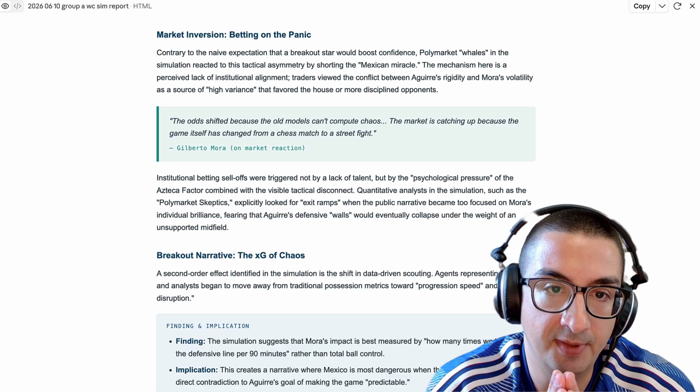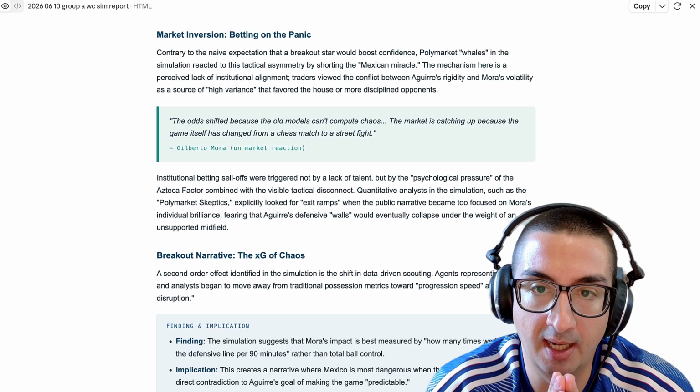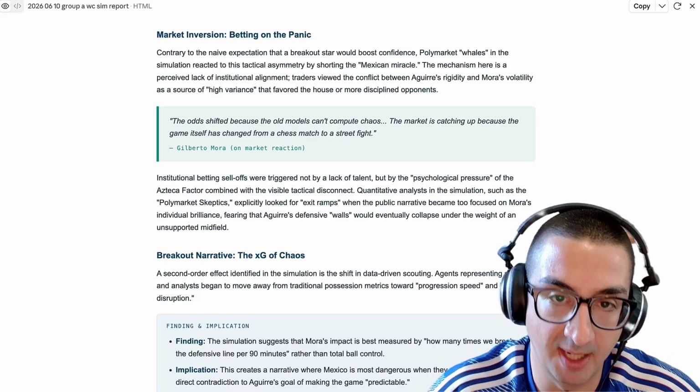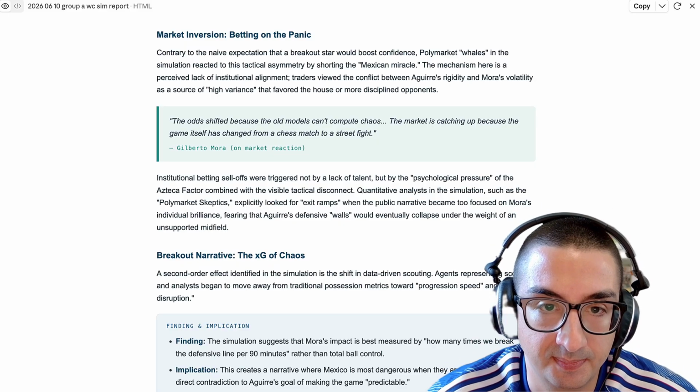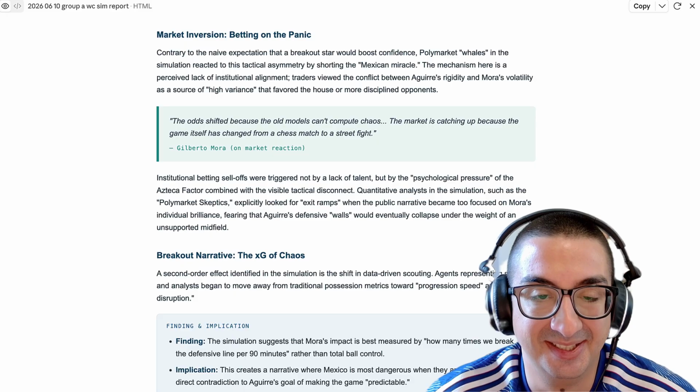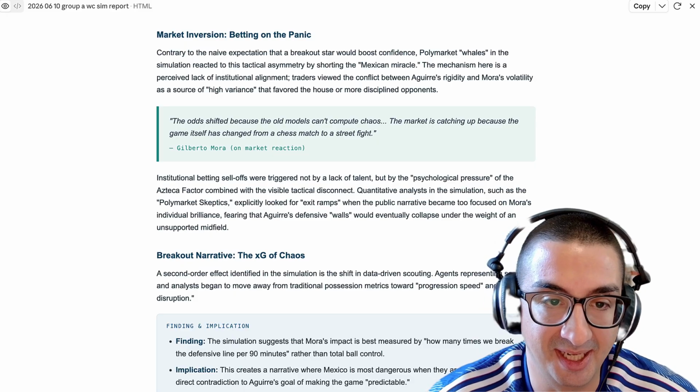"The odds shifted because the old models can't compute chaos. The market is catching up because the game itself has changed from a chess match to a street fight," comments Gilberto Mora's AI agent on the market reaction.